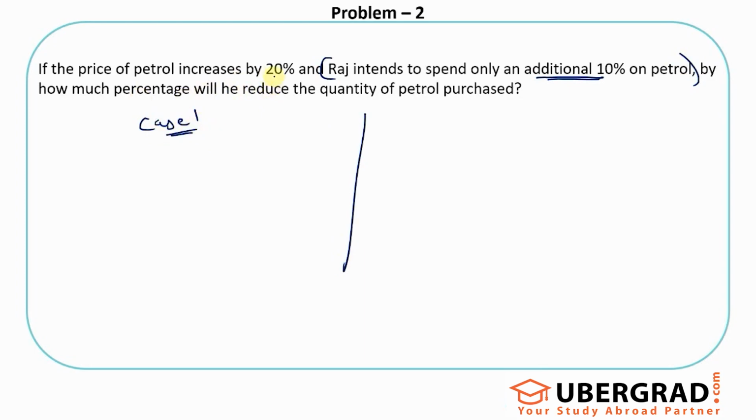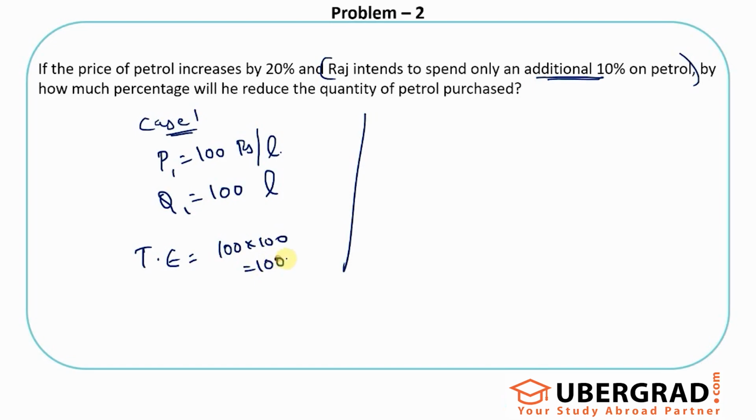So let's take a case. If the price of petrol increases by 20%, let me assume the earlier price was 100 rupees per liter and Raj was consuming 100 liters. What was the total expenditure on petrol? It will be 100 into 100, that will be 10,000 rupees spent on petrol by Raj in a month. What's happening now after the price hike? The petrol price has gone up by 20%. That means 100 plus 20% of 100, that will make it 120 rupees per liter.